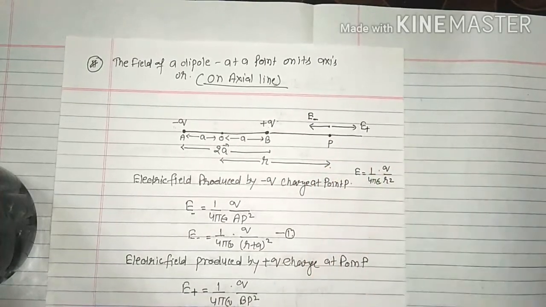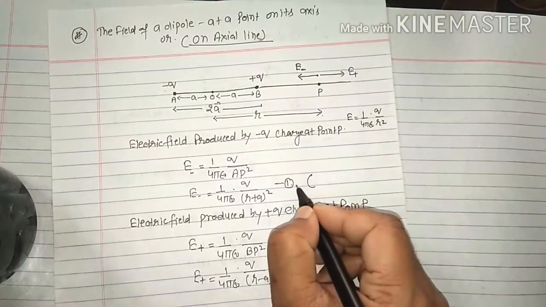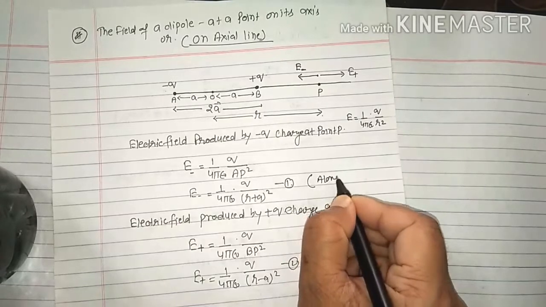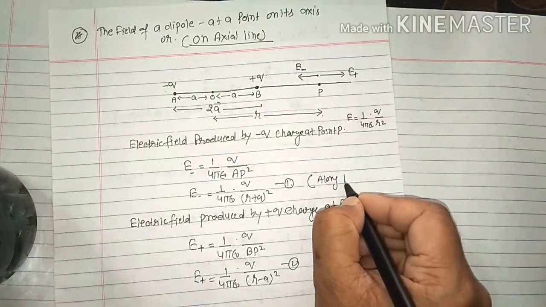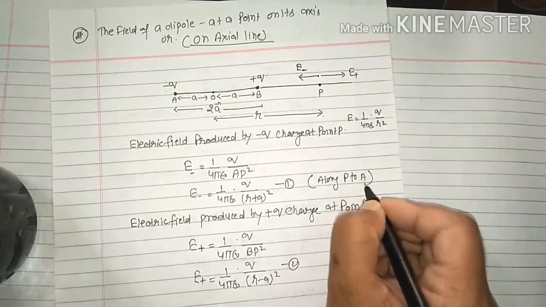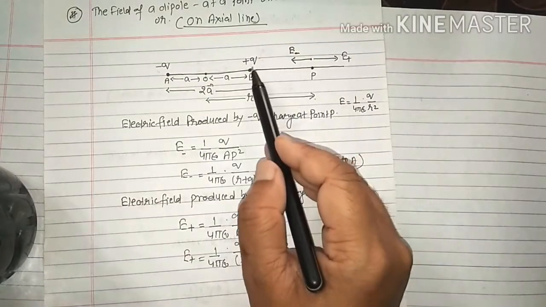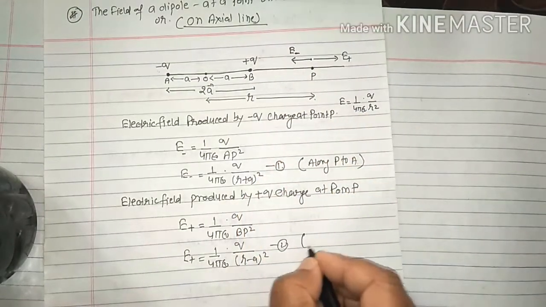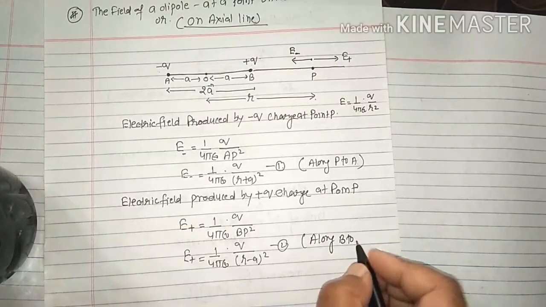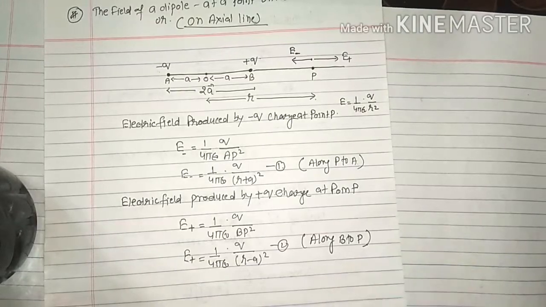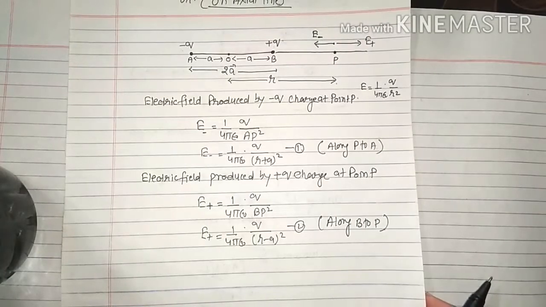You can mention the direction of these two quantities. The direction of E minus, due to this negative charge, is along P to A, and the direction of this E plus is along B to P.